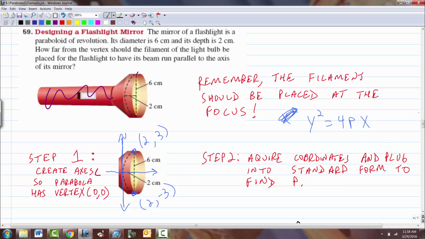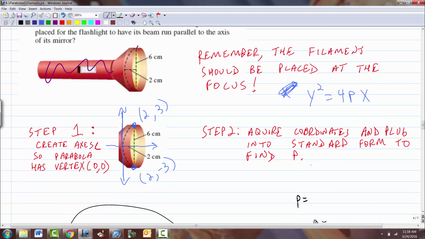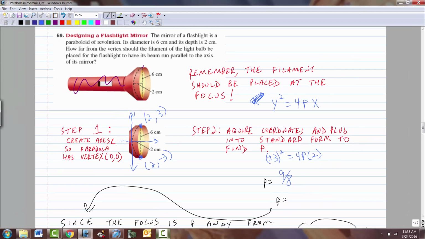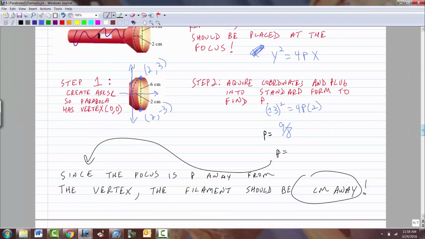It doesn't matter which one I plug into this formula to find p. 3 squared, plus or minus 3 squared. 4p x. 2 times 4 is what? 9/8. What does that 9/8 mean? 9/8 is the position of the focus. So therefore, that is the position of the light filament to maximize the potential of the paraboloid-shaped flashlight.